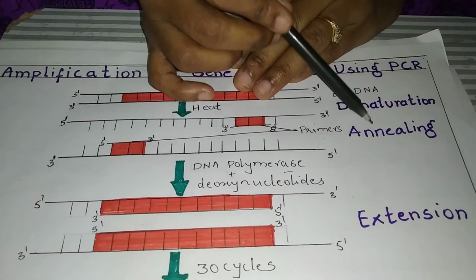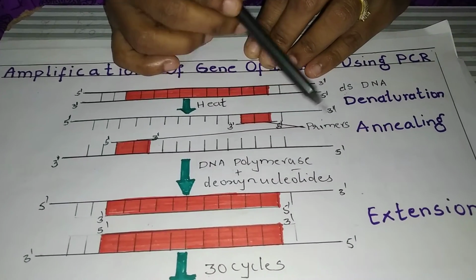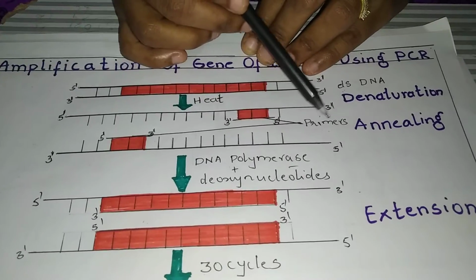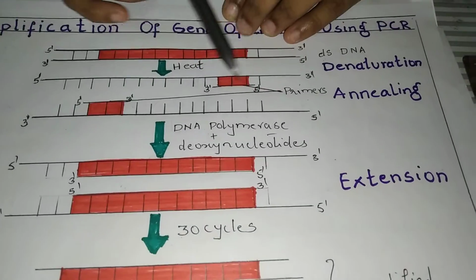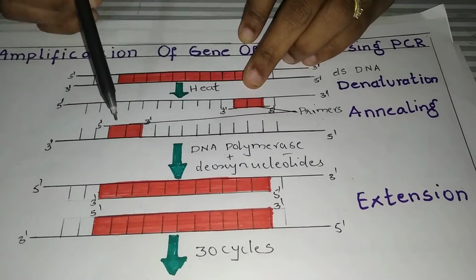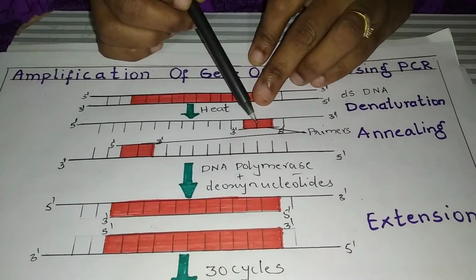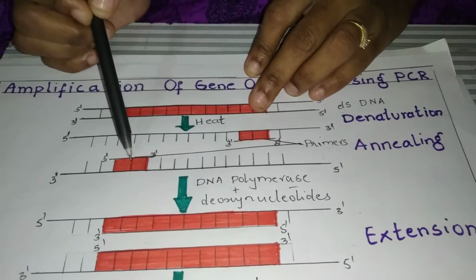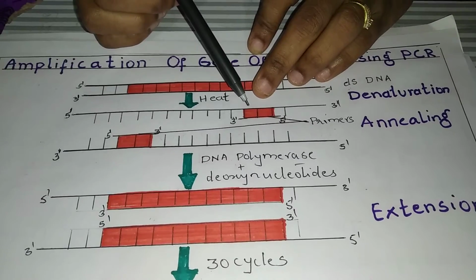Then the next step is annealing, where we are going to use the primers. These primers are nothing but synthesized oligonucleotides which are attached to the strands separately. The process of attachment of these primers to the strands is called annealing. So the next step is annealing.